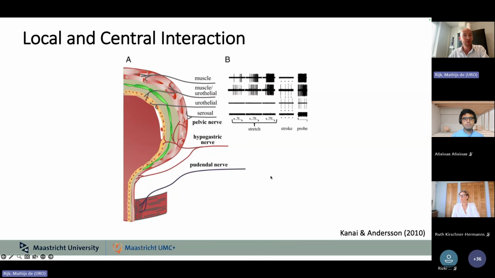The nerve fibers within the bladder wall, there are many different types of nerve fibers, and different layers are differently innervated. And as you can see here, the nerve fibers that are within the muscle layers respond to stretch, and they also respond to probing. There are nerve fibers that innervate both the muscle and the urothelium. Those respond to stretch and stroking and probing. And nerve fibers within the urothelium do not respond to stretch, but they do respond strongly to stroking and to a lesser extent to probing. So you can see that these nerve fibers are different, they respond differently, and they relay different information towards the central nervous system.